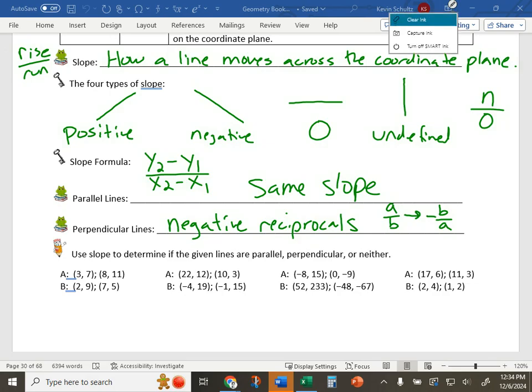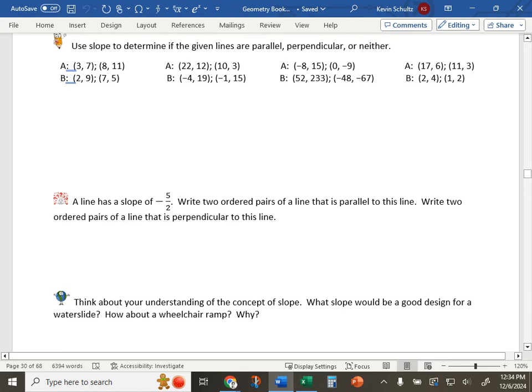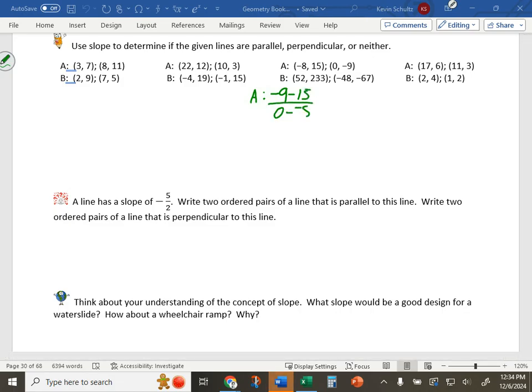Okay, which one would you like to do together? First, second, third, or fourth? Third, very well. Oh, it's got the big number in it? Yeah, that's scary. So for line A, y2 minus y1 over x2 minus x1, we have negative 9 minus 15 over 0 minus negative 8. Don't forget, if your value is negative and you're subtracting it, it actually ends up being addition. So that gives us negative 24 over positive 8 as a slope. Okay? B, we have negative 67 minus 233, again, y2 minus y1, over x2 minus x1, negative 48 minus 52. Negative 67 minus 233 is negative 300. Negative 48 minus 52 is negative 100.